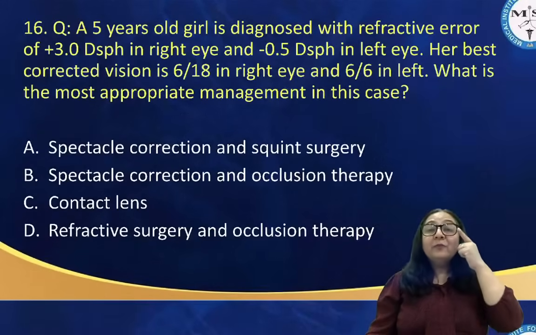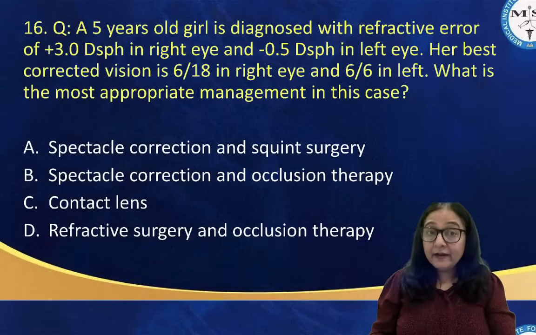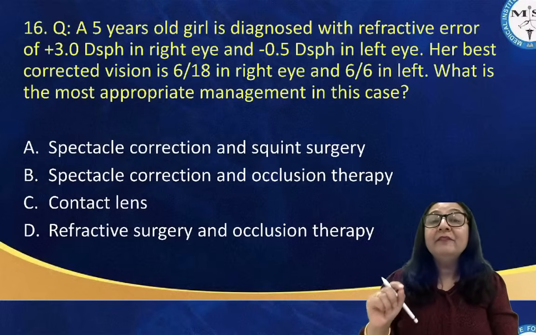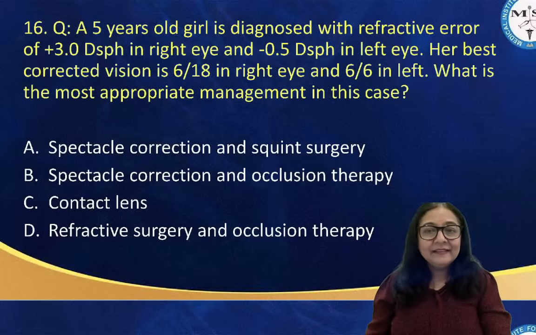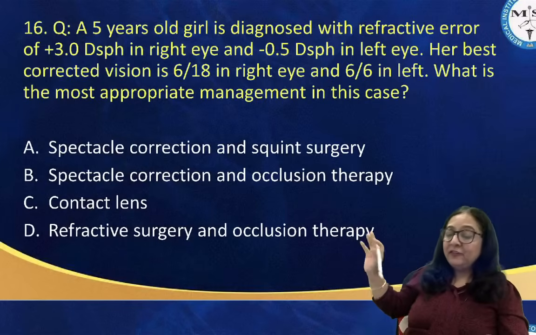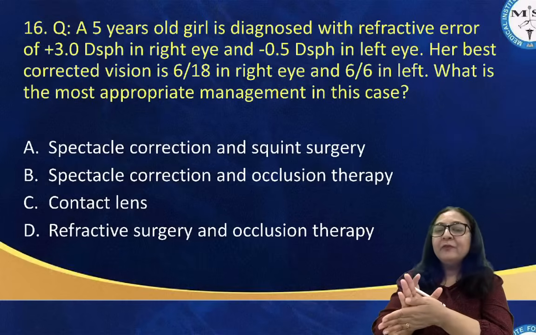Okay, moving to the next question. Next question. A 5-year-old girl is diagnosed with refractive error of +3 diopter in the right eye, -0.5 diopter in the left eye. Her best corrected vision is 6/18 in the right eye, 6/6 in the left eye. What is the most appropriate management in this case? Again, a very simple question. Many times you have done this.